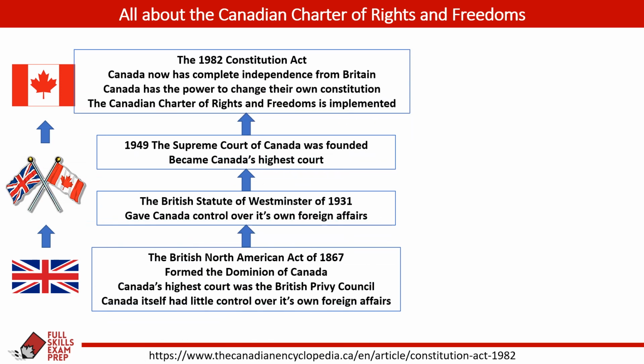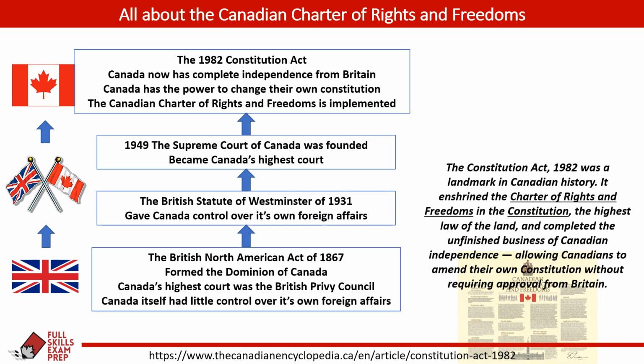The big one is from 1982, the Constitution Act. I'm sure that you've seen the famous picture of Pierre Elliott Trudeau with the Queen signing this Constitution Act. Some of the links I provided for you have a lot more history of this. It's a very interesting piece of Canadian history. Due to this act, Canada had complete independence from Britain. And of course, we have the Charter of Rights that was implemented.